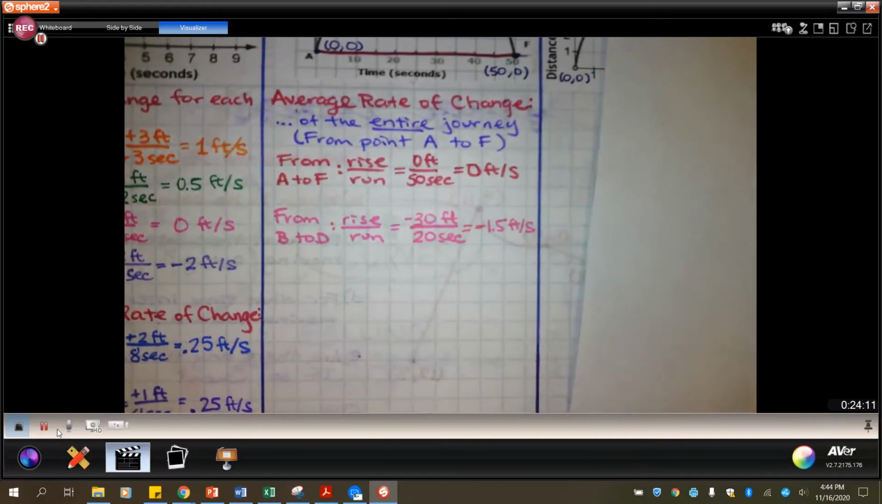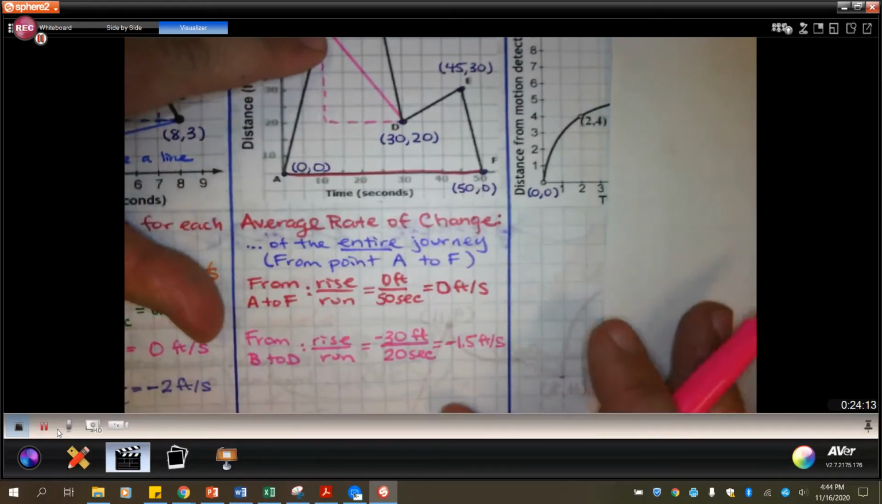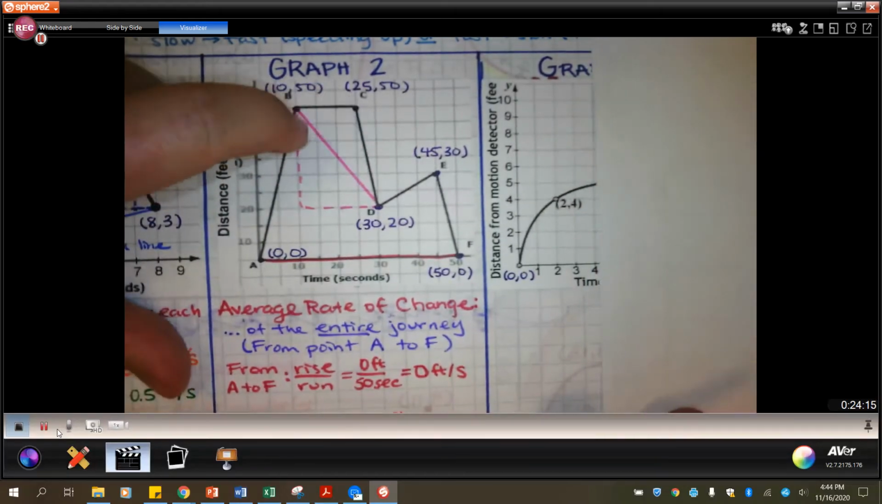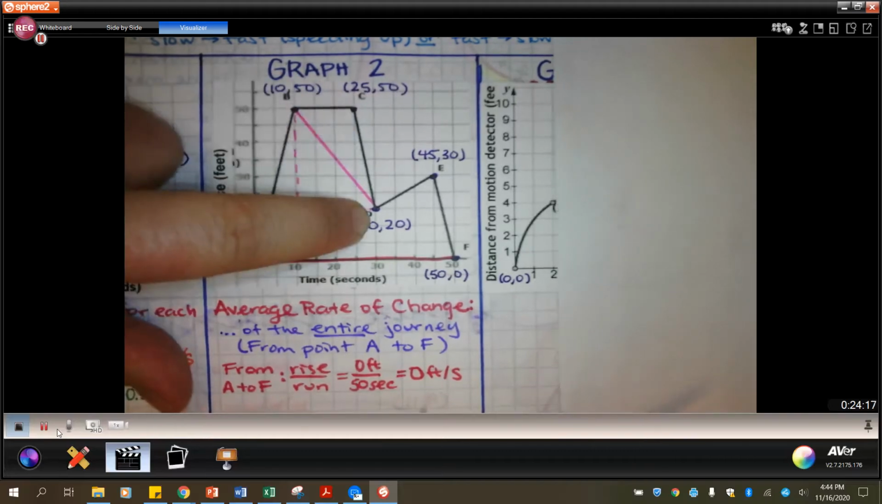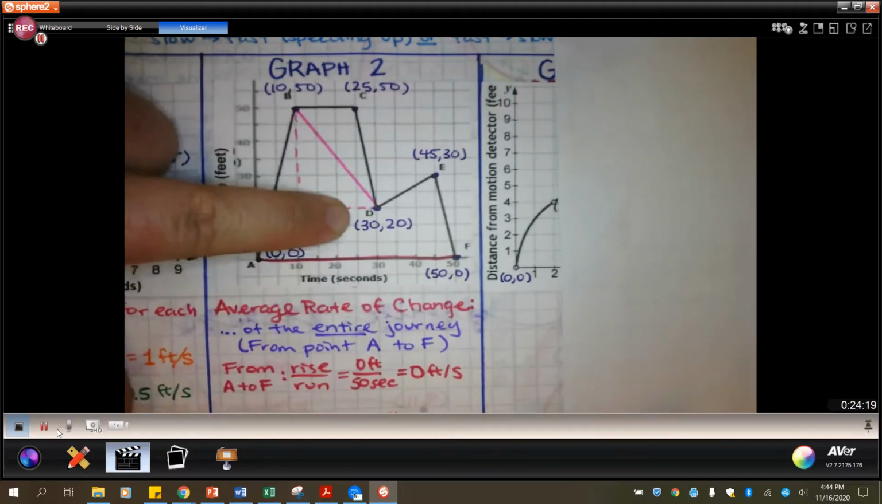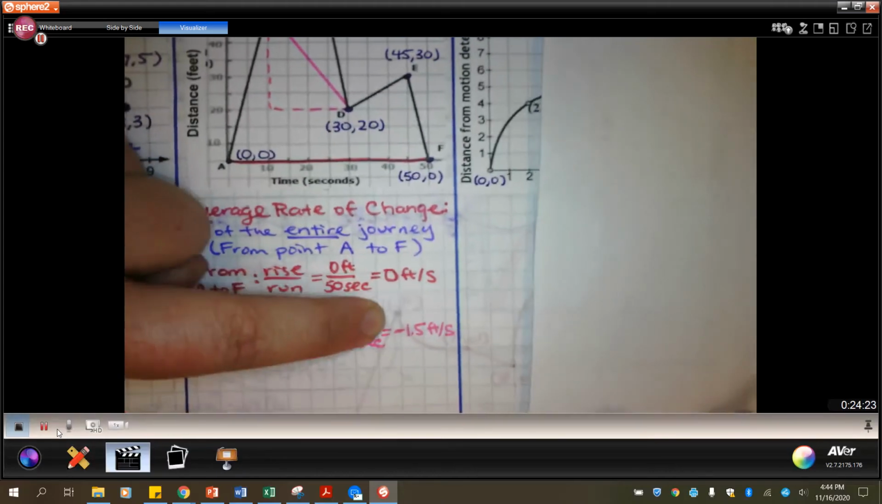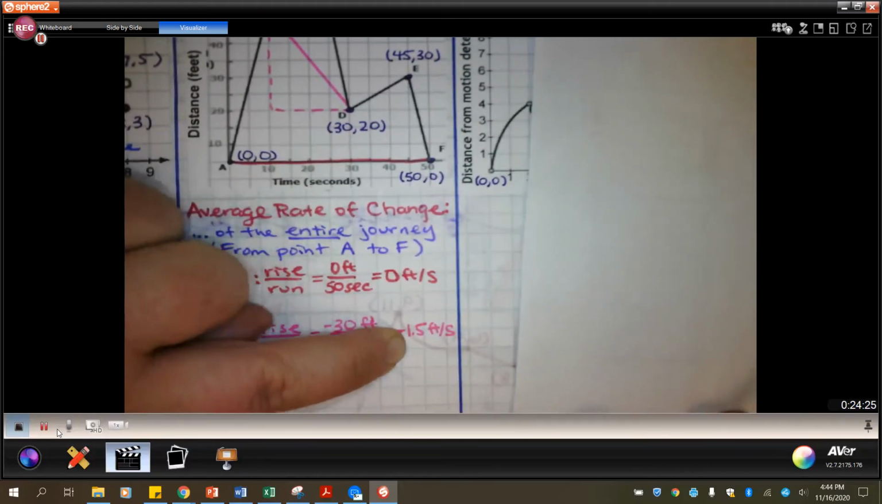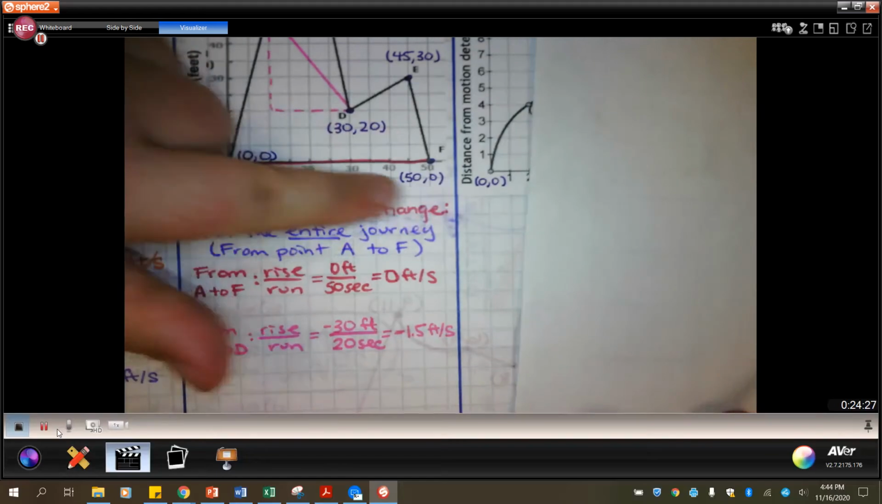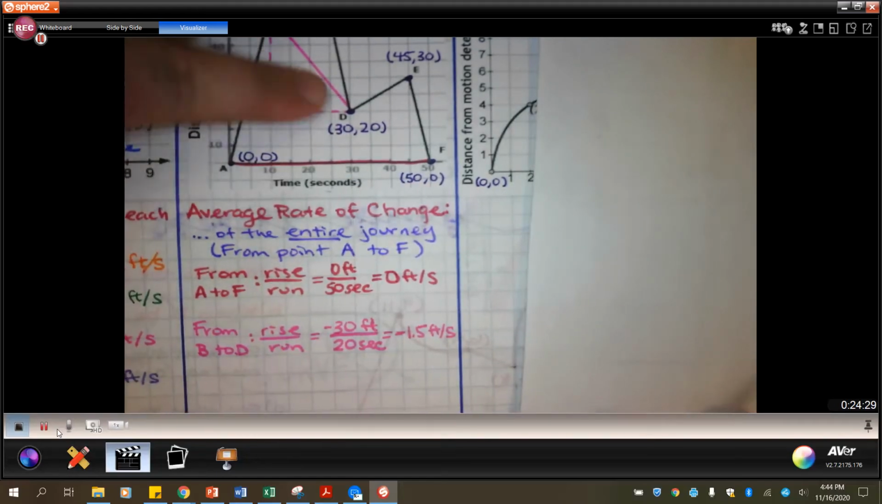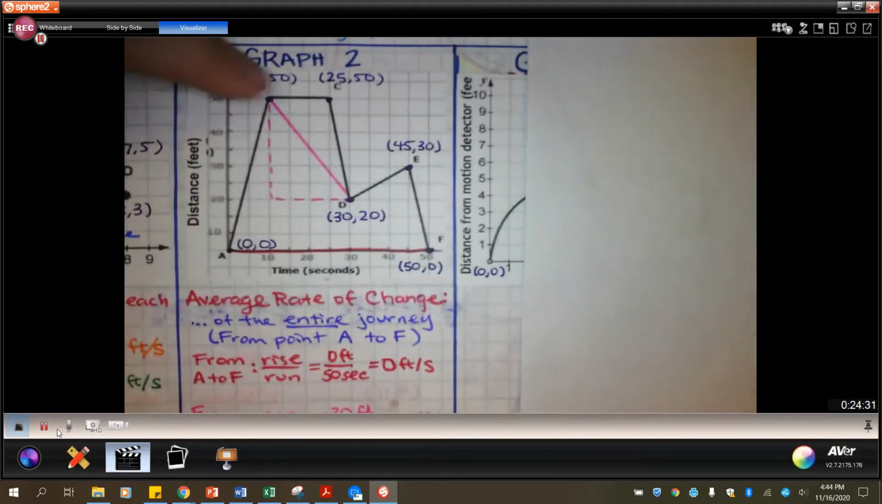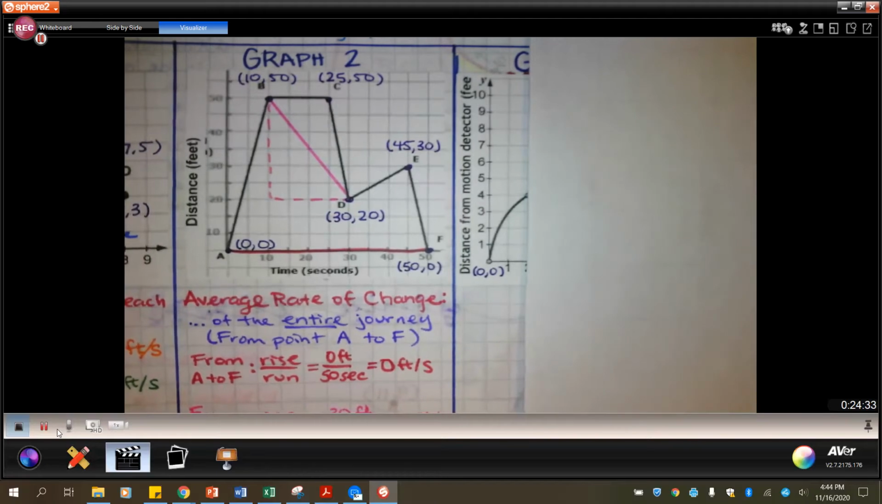which means that this person was standing still for a bit. I know that because it's horizontal, and then they went really fast because that's a lot steeper than this is. But if for this whole time period you just went 1.5 feet per second toward the desired location, you would end up at the same place. It's the average of those two movements.